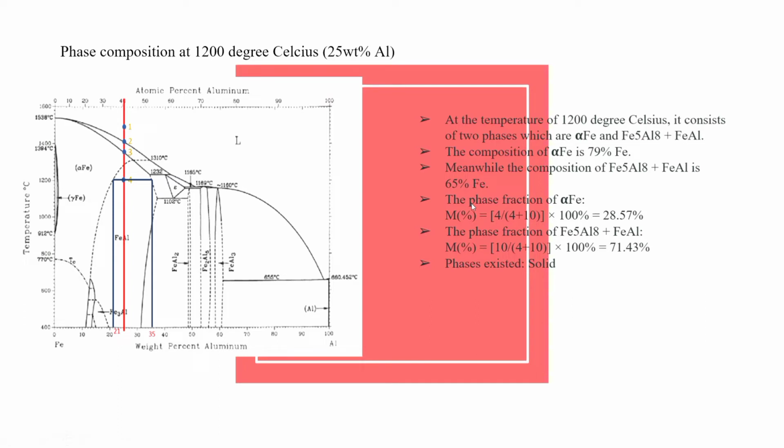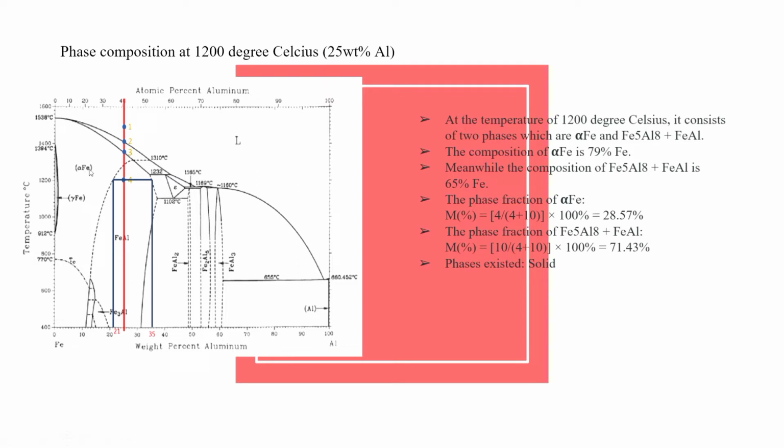So based on our tie line here, we will calculate the phase fraction for alpha and Fe5Al8 plus FeAl. Based on our tie line, the difference for the left side here is 4 and for the right side here is 10. 25 minus 21 is 4 and 35 minus 25 is 10. As we can see, alpha here is the left hand side.